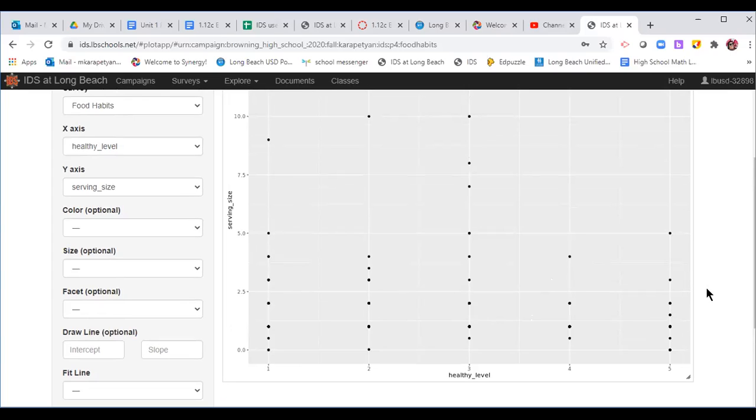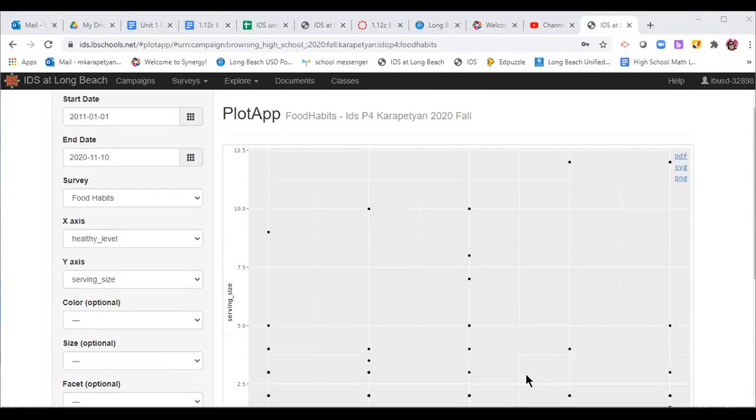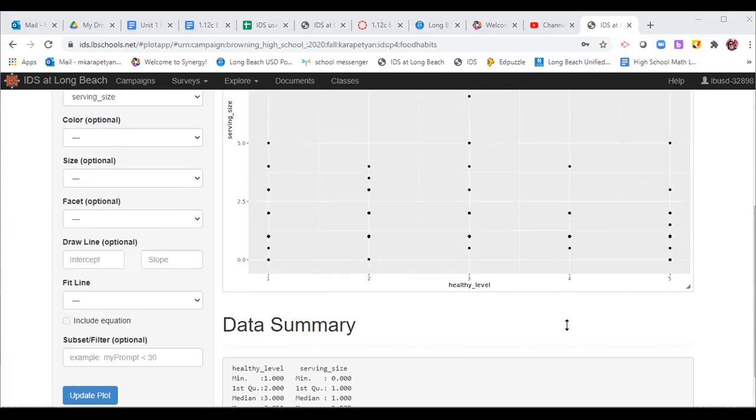Can we ask questions about the data summary as well? What do you mean, the data summary? Oh, about these? Sure. Yeah, absolutely. What's the median? What's the mean? And it even gives you the maximum and the minimum. The maximum serving size was 12. So it literally tells you that right over here, these points right here are 12.